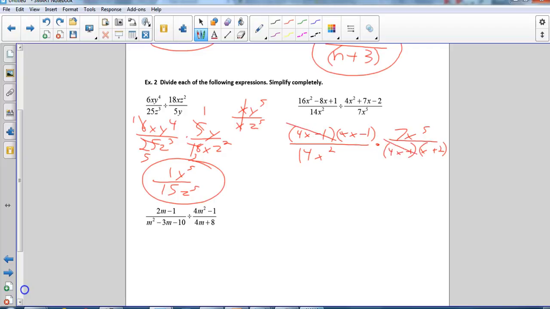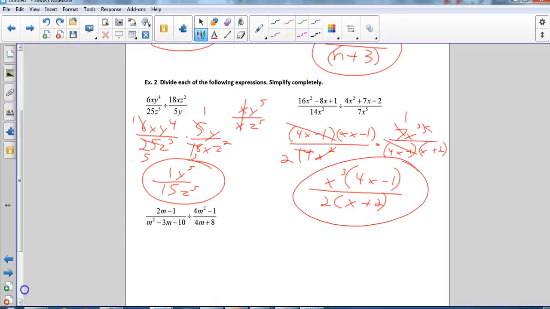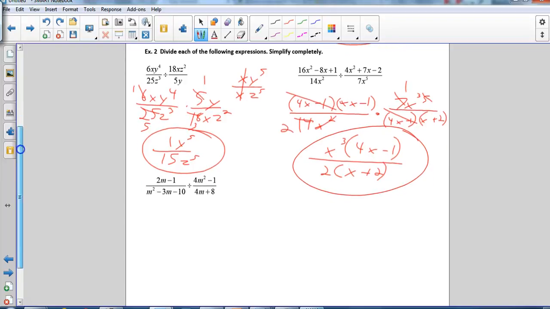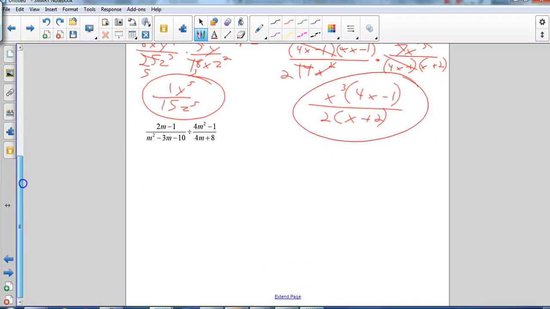Cancel one of these with one of those. 7 goes into itself once, into 14 twice. I have x to the 2, x to the 5, leaving me x cubed. What do I have on top left? I have x cubed times 4x minus 1. And at the bottom, I have 2 times x plus 2, and nothing else can cancel. I have multiplied and simplified.